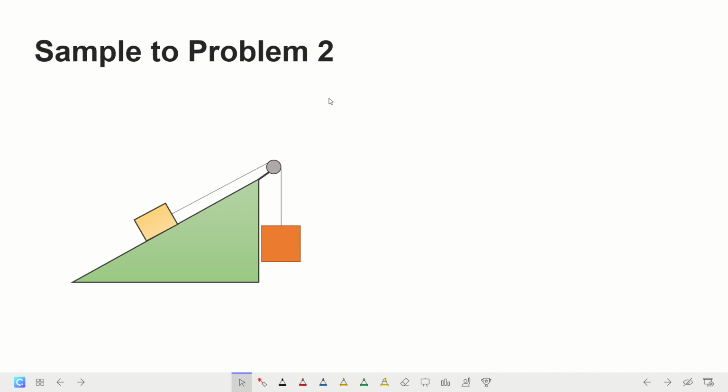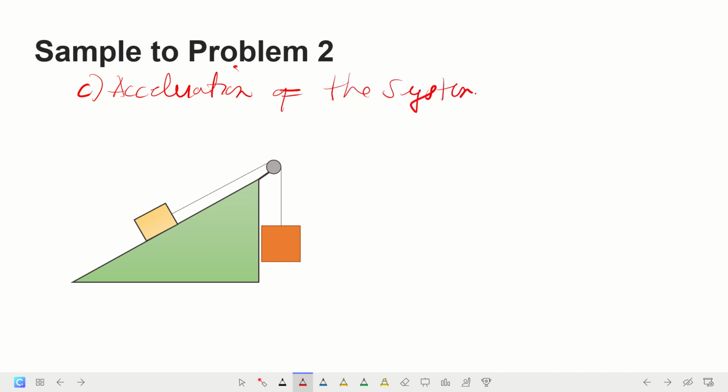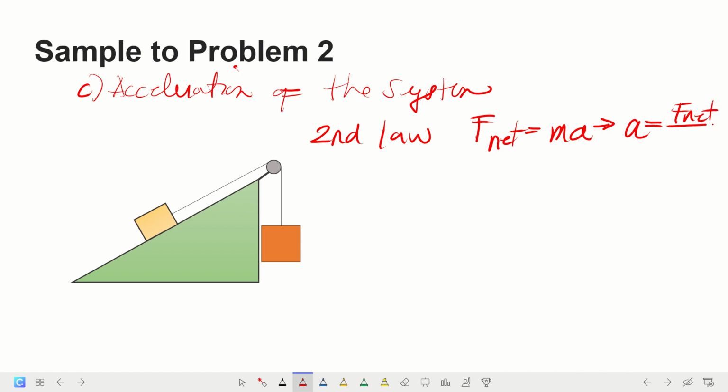Problem number 3, letter C. Letter C is to look for the acceleration of the system. To look for the acceleration of the system, we use Newton's second law. According to the second law, force or net force is equal to mass times acceleration. And to look for acceleration, we derive from this equation that acceleration is equal to net force divided by the mass.